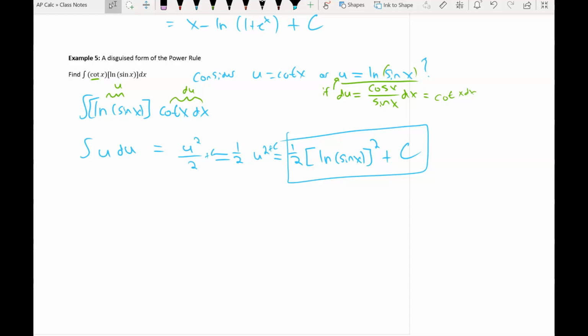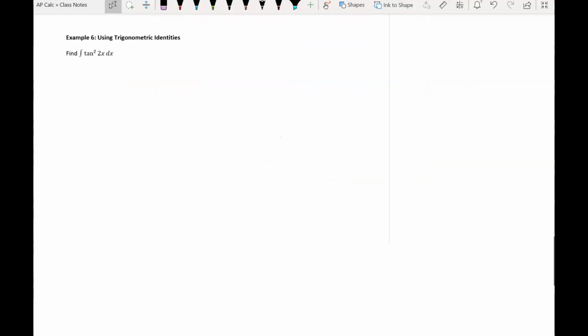Now, this last one, you're going to have to know some trig identities. We want to find the integral of tangent squared of 2x dx. This again might seem like it doesn't fit anything. If you look at your integral sheet, there's nothing for the tangent squared of u. But there is something.